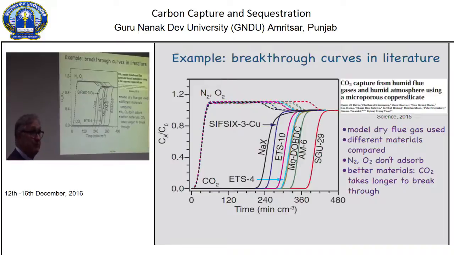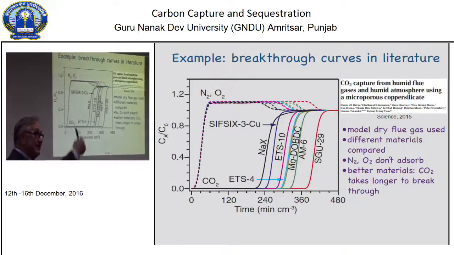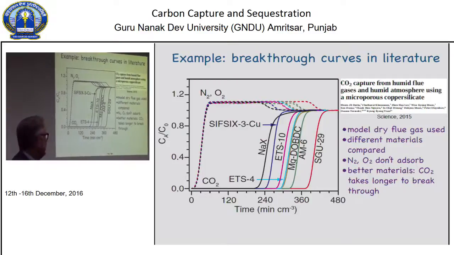You have a pipe, you pack it with powder, you have the inlet gas at one end, and at some position you have a detector. CO2 is easy to detect with infrared, and so these things are relatively straightforward to accomplish.